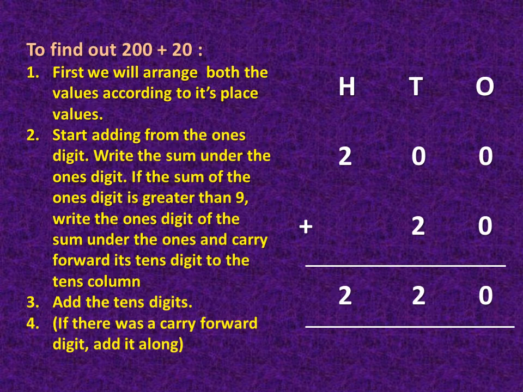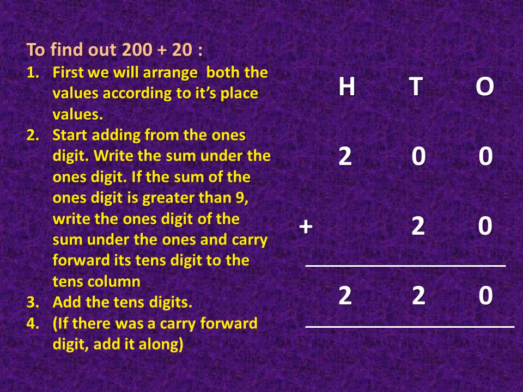Then the tens digit of the number 200 is 0 and the tens digit of 20 is 2. So we will place 2 beneath 0. And now we are left with only the hundreds place of the number 200, so we will place 2 alone, as there is no hundreds digit in the number 20.